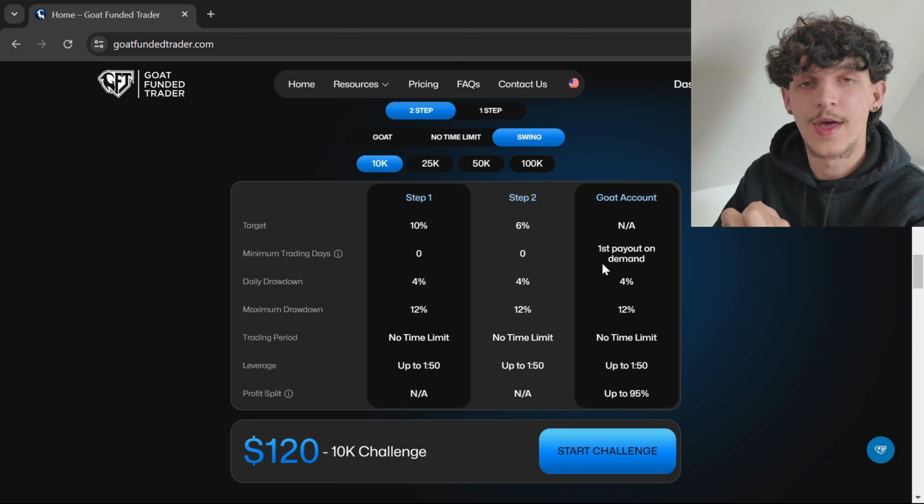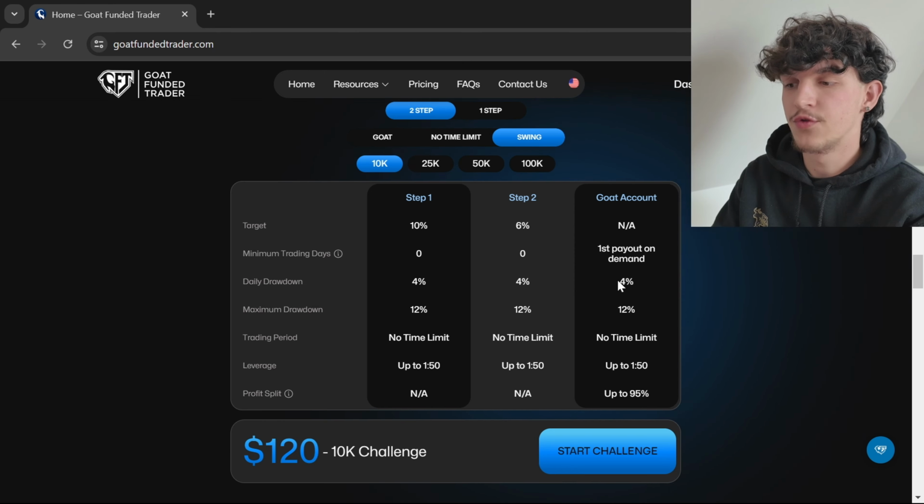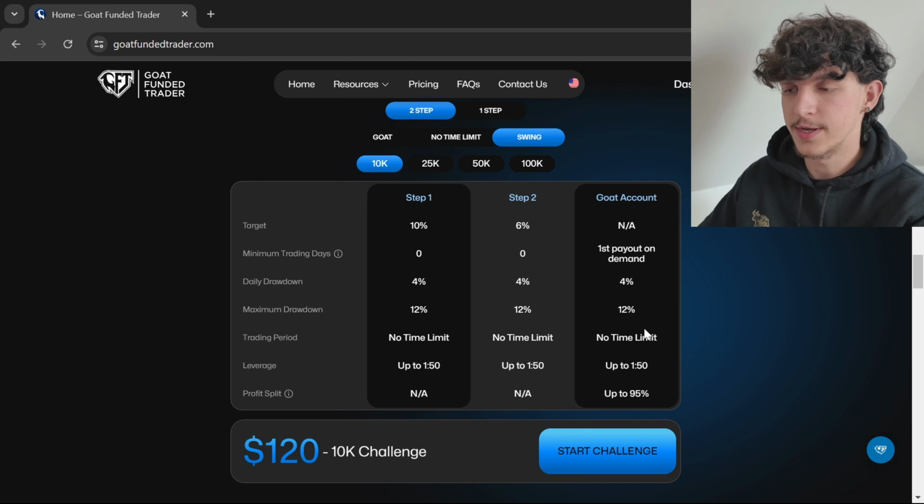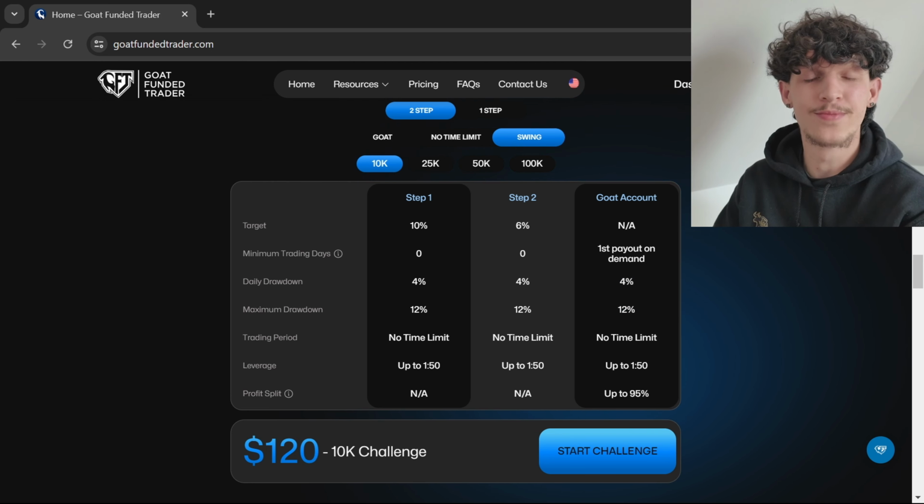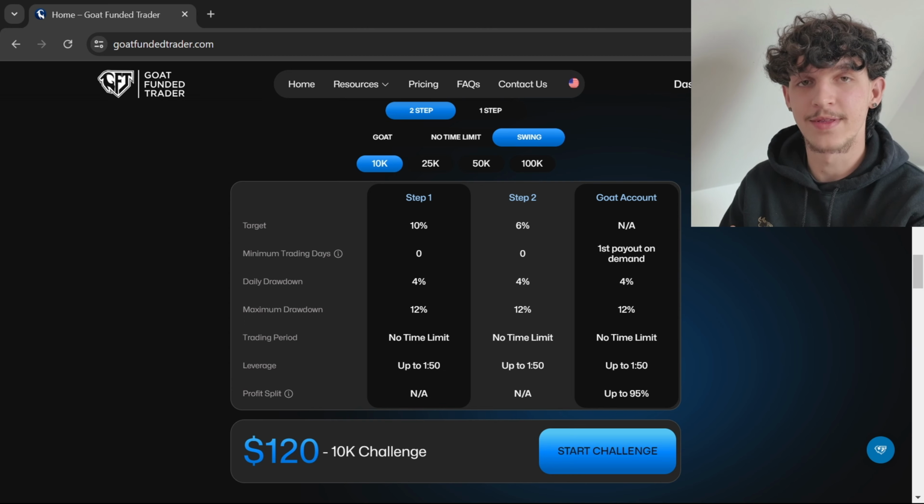You would then be able to withdraw that $1,000 instantly. And of course the daily drawdown is still in play and the maximum drawdown is still in play, and we get profit splits up to 95%, which is very competitive in the industry.